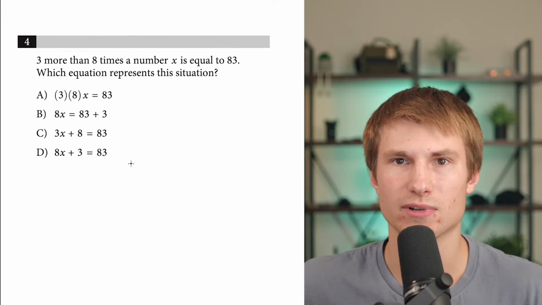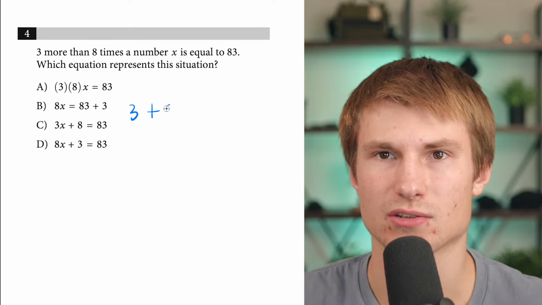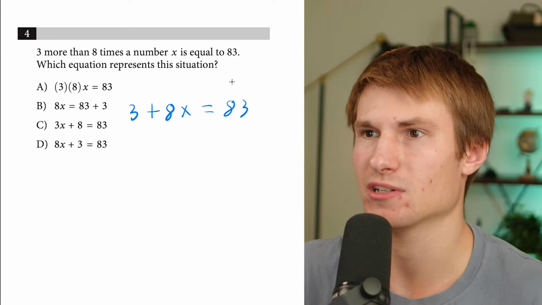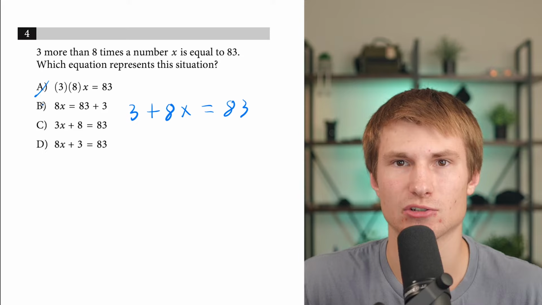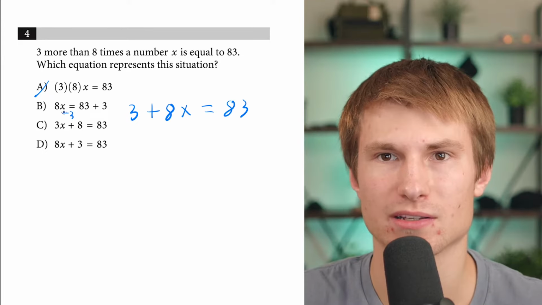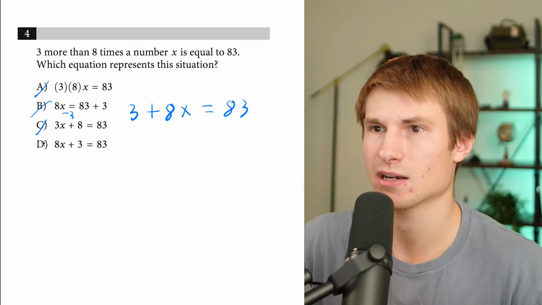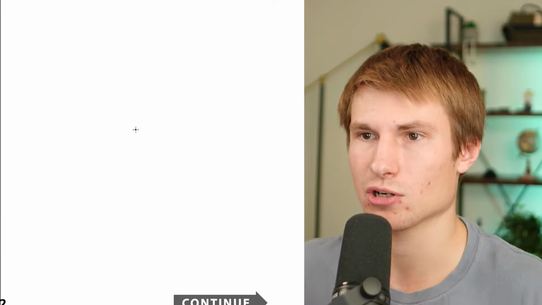We've got 3 more than 8 times a number x, so 3 plus 8x is equal to 83. Which equation represents the situation? Option A, 3 times x, we know that's not true. Option B, if we were to simplify this down, we'd end up with a minus 3, so that would be wrong. Option C, we have 3x, and we know it needs to be 8x. So our answer there would be D, 8x plus 3 must equal 83. Moving on to question number 5.